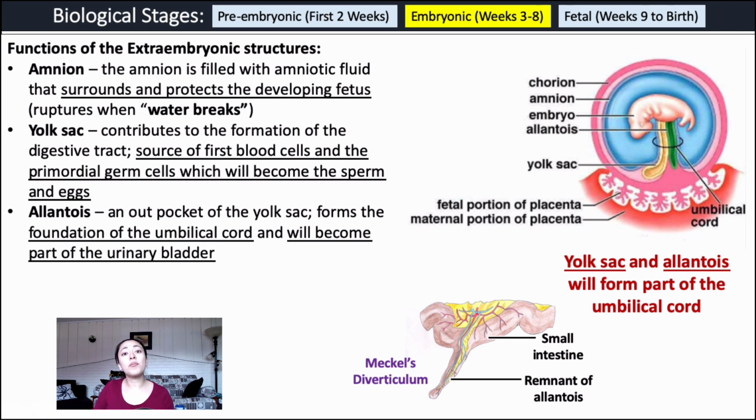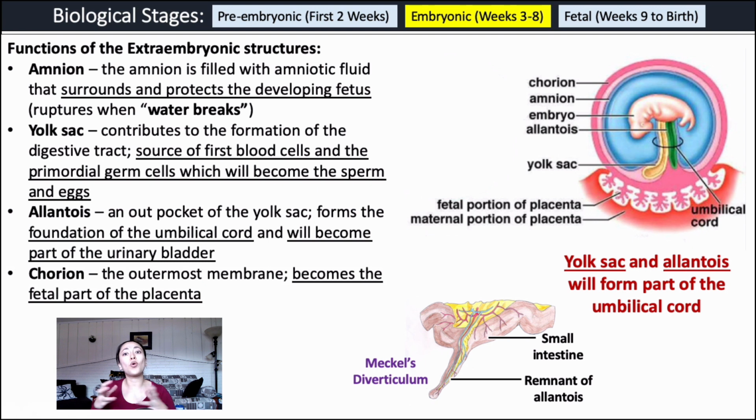Now, the last extraembryonic structure that you should know is known as the chorion. And if you remember, this is derived from the trophoblast of the blastocyst. This is the outermost membrane. It's shown in pink here. And it surrounds all the other extraembryonic structures. And it becomes a fetal part of the placenta. And you can see that as these little pink branches coming off here where the placenta would be.